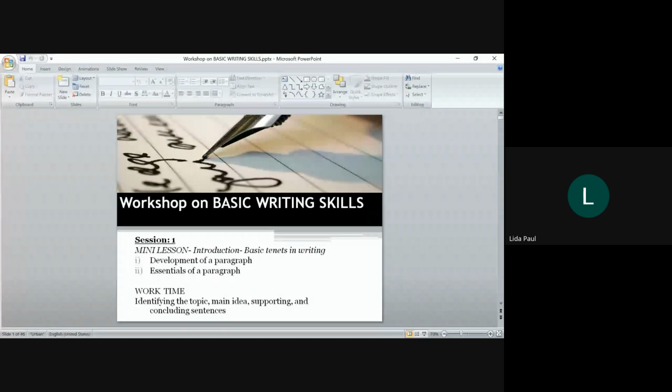The first one would be introduction to the basic tenets in writing, where we are going to discuss development of a paragraph and essentials of a paragraph. You'll see this topic in detail, I think, in your module number 12, which is the last module for you. I'm sure that is not released yet. So you can take this as an entry point for understanding what those lectures are about, right? Those are on professional writing, so there's going to be some kind of overlap between these two. It's still connected, right?